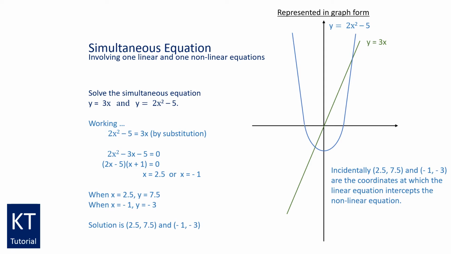Knowing x, we could put the x value into one of the equations, for example in this case y equals 3x, and solve for y. In the first instance, this will be 7.5, and when x is equal to -1, y will be -3. The solution required is therefore the coordinates (2.5, 7.5) and the coordinates (-1, -3).